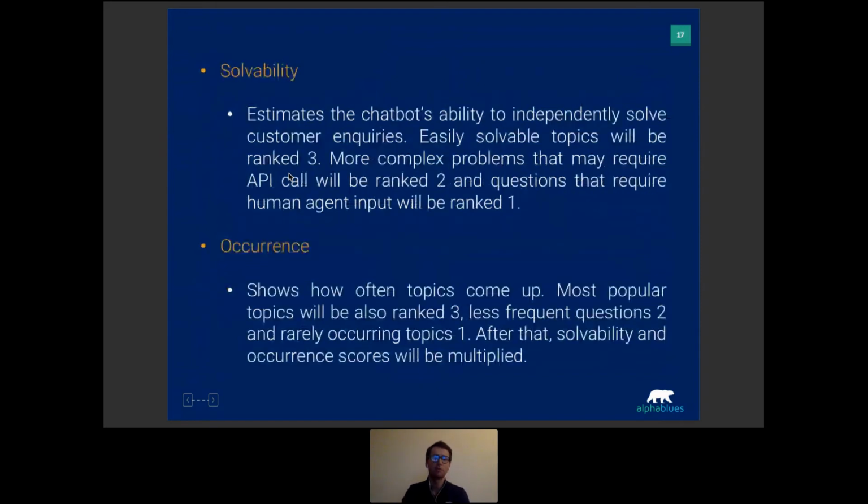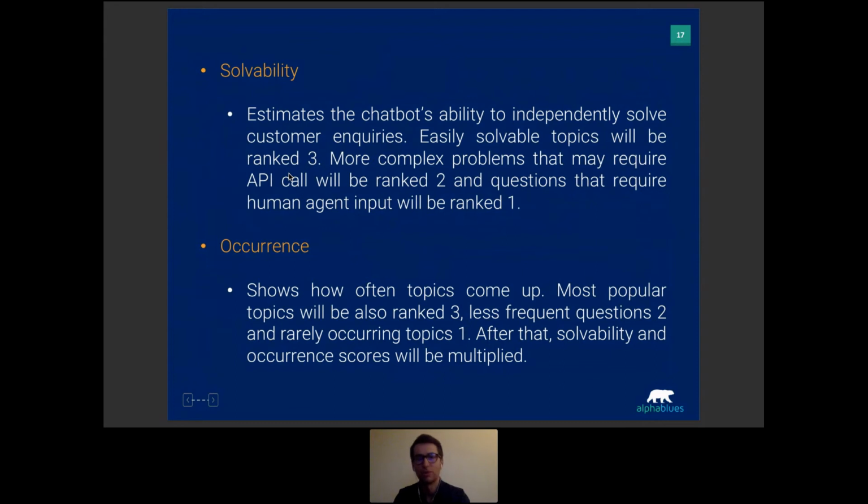And what you have to think about when training is things like solvability and occurrence. If you are training the bot, then what you want to have is topics that the bot is able to solve on its own.